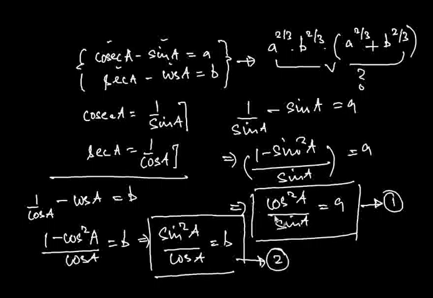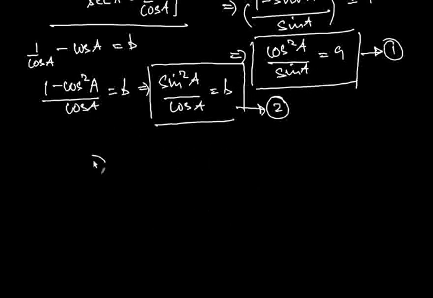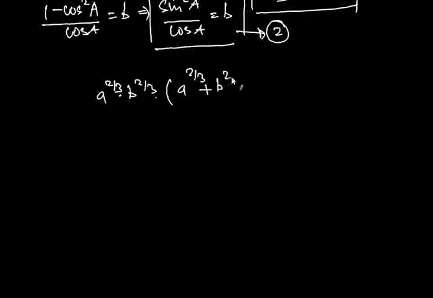Now we know the values of A and B in terms of sine and cos, right? So what does A to the power 2 by 3 into B to the power 2 by 3 into A to the power 2 by 3 plus B to the power 2 by 3 boil down to, right? So let's look at these two terms first. So A to the power 2 by 3 into B to the power 2 by 3 is simply AB to the power 2 by 3, right?